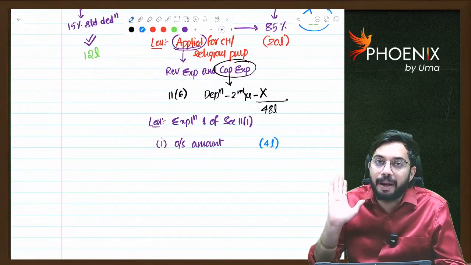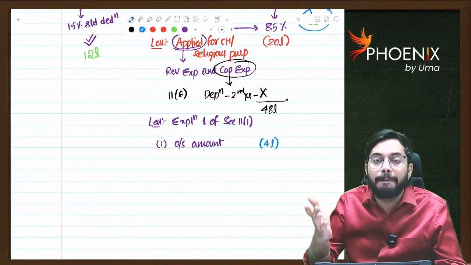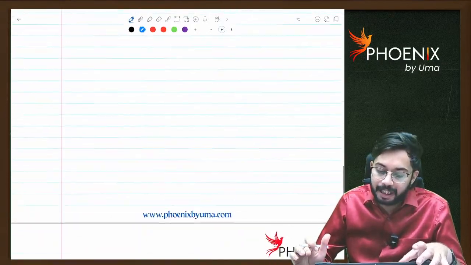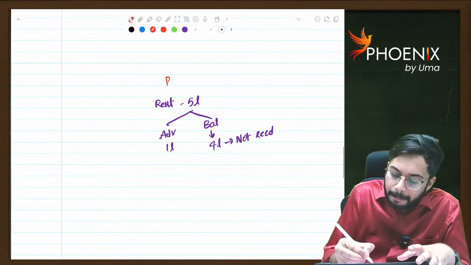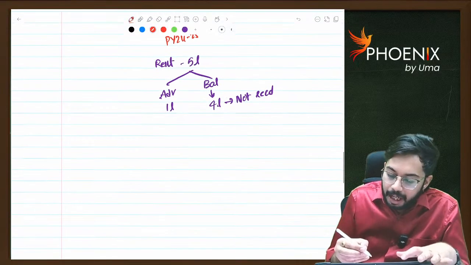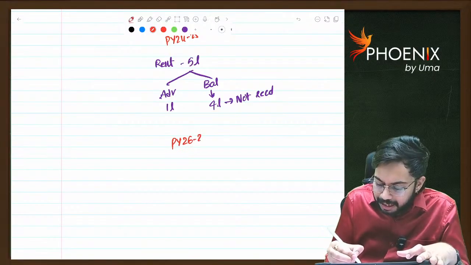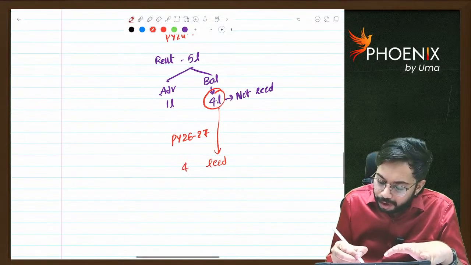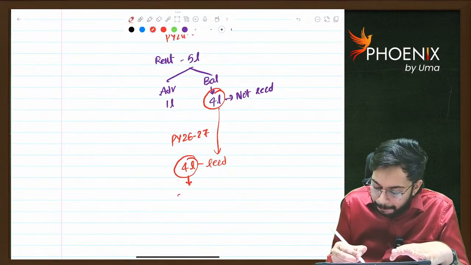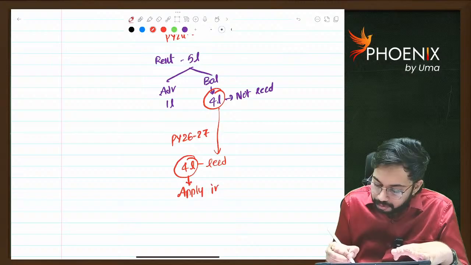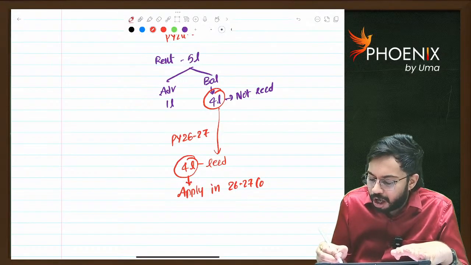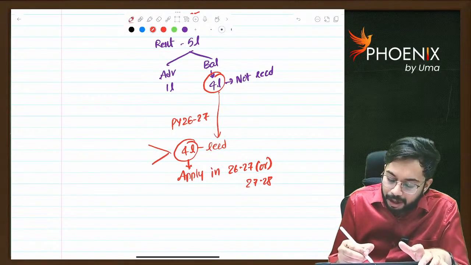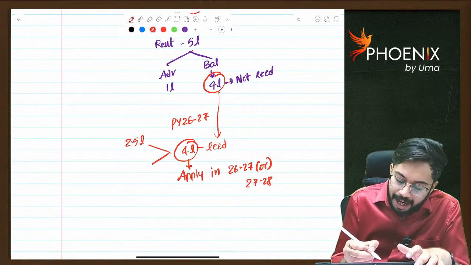If I fail to apply, then whatever amount I did not apply is taxable under section 115BBI at the rate of 30%. Let's say this is the story of previous year 24-25. In previous year 26-27, this 4 lakh rupees was received. So whatever 4 lakhs is received, I should apply either in 26-27 or in the immediately next financial year, 27-28. So out of 4 lakh rupees, I applied 2.5 lakhs.